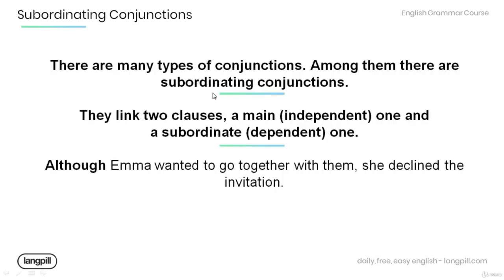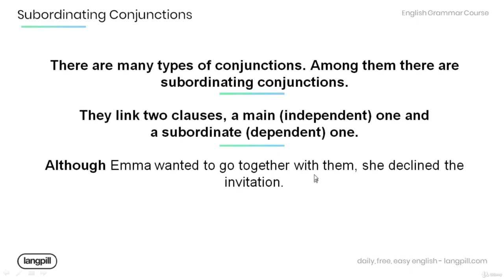Now, there are many types of conjunctions, and among them are subordinating conjunctions. Now, subordinating conjunctions link two clauses, a main independent one and a subordinate dependent one. Have a look at the example over here.